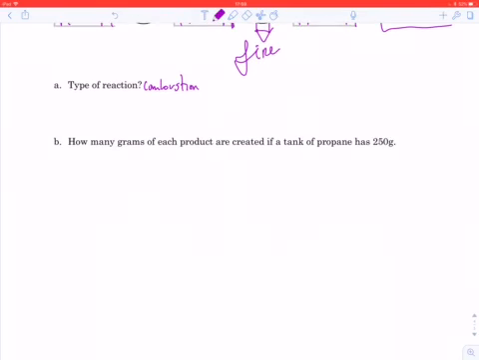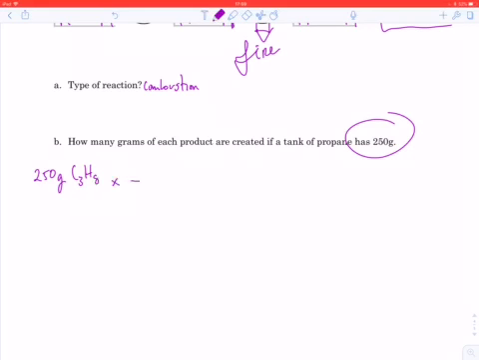Now, let's say that I have a 250 gram propane tank. How many grams of each product am I going to create? I'll go ahead and do it out. You could also just convert it to moles, but whatever. So it's multi-step. The first thing that I have to do is get into moles. Always.